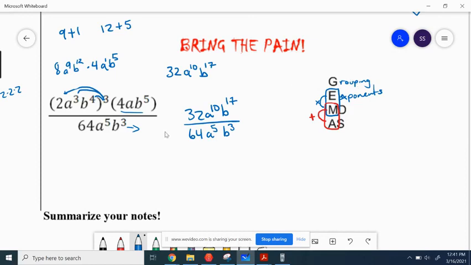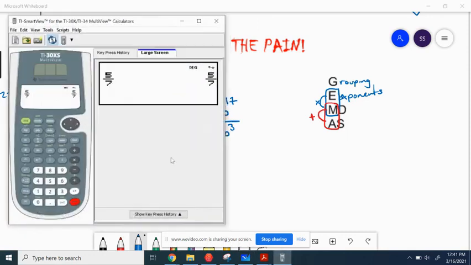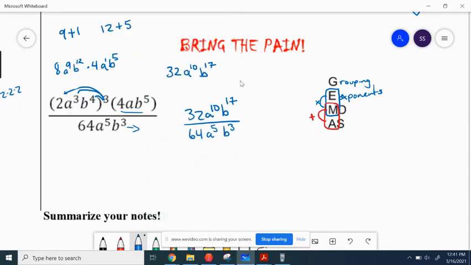All right, 32 and 64, I can treat my numbers as normal. 32 is half of 64, but if you didn't know that, that's okay. You can go ahead, pull your calculator up, hit the fraction button. 32 over 64 reduces down to 1/2. Okay, so I'm going to drop that into my answer here. This is 1/2. And now I have division.